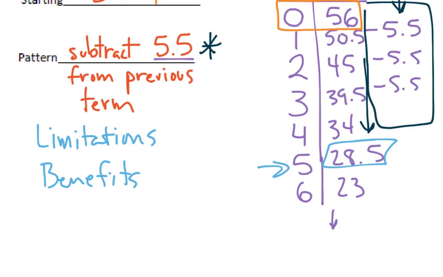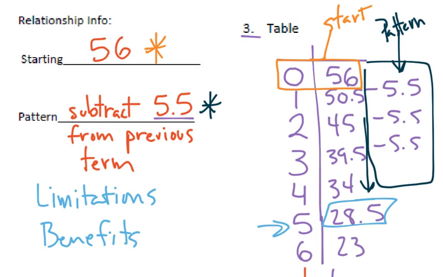And another limitation is, what if I'm going down to the 100th term or beyond? Okay, that makes it tough because I have to follow the pattern in order to get there, and that can be a lot of work. So that's some limitations there with that one. Okay. Alright, so we've got our table, we've got our numbers.